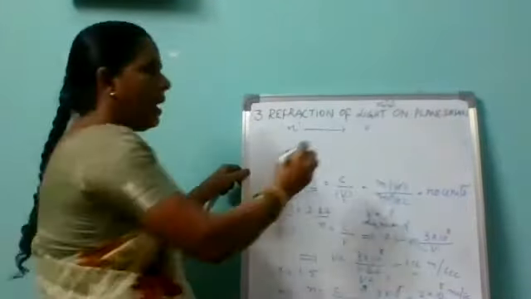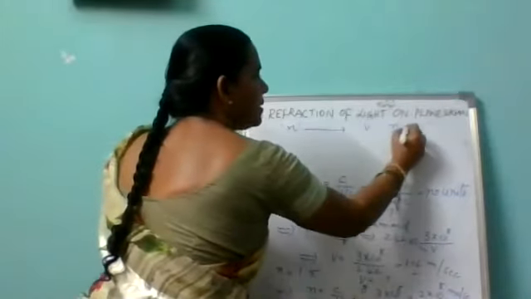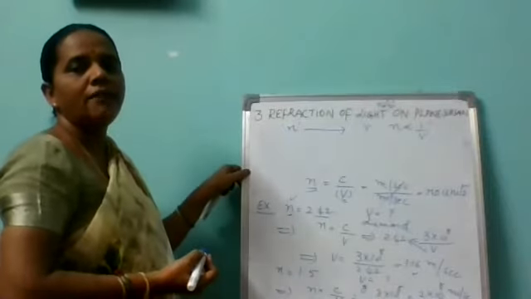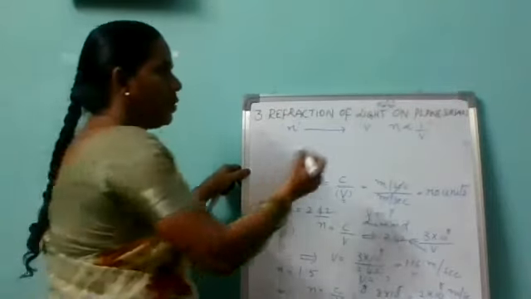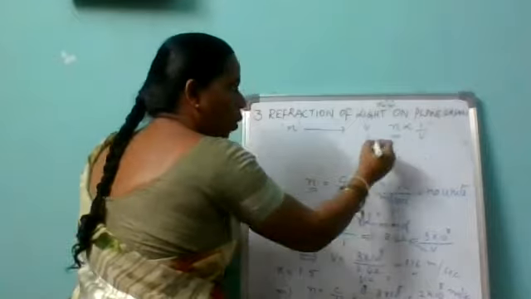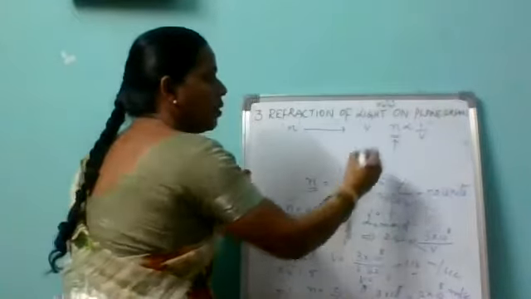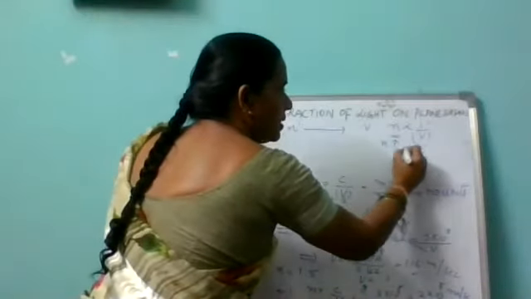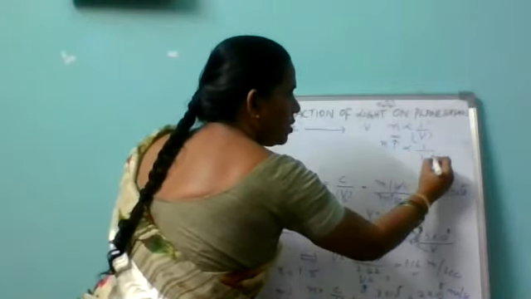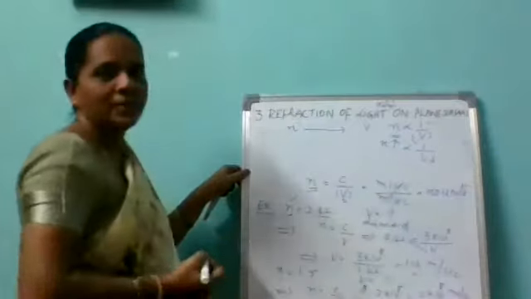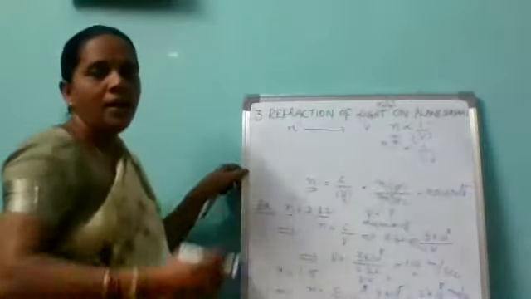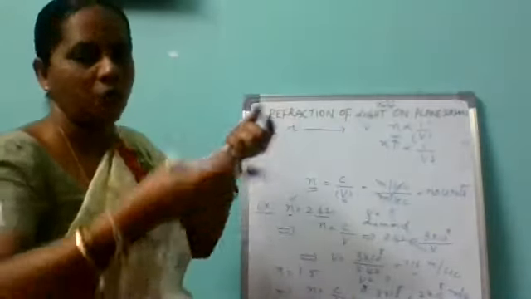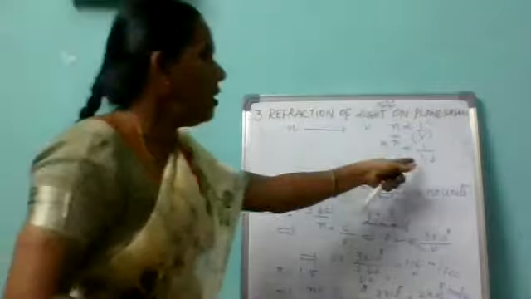And this relation shows n is inversely proportional to the speed of the light in different transparent substances. So if the value of n is more, how is the value of v? It is inversely proportional, which means it should be less. It is decreased.